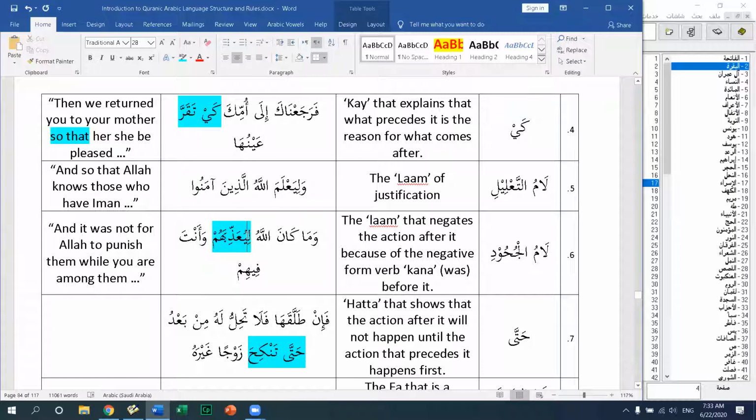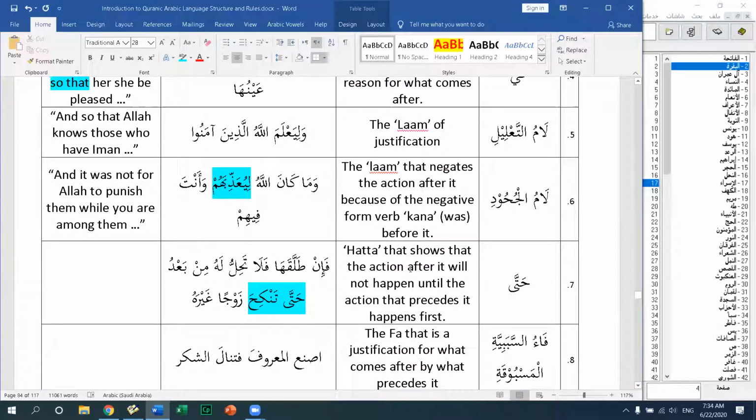This lam here is called lam al-juhud. It's a combination of the lam with kana that is negative. What do I mean kana is negative? Ma here is called ma an-nafiya. It turns this into negative. Kana Allah, Allah was. Ma kana Allah, literally Allah was not. But here we would translate would not, or it was not for Allah to punish them. Wa anta fihim. This is called waw al-hal, by the way, so that you see in the translation, I translate it as while. We don't say and you are amongst them. We say while you're amongst them. It's called waw al-hal, which is a lot in the Arabic language.